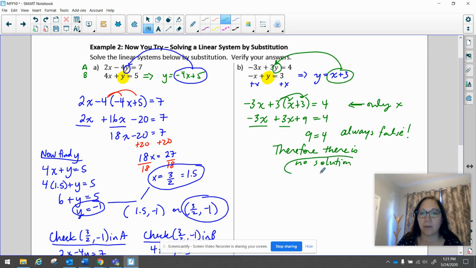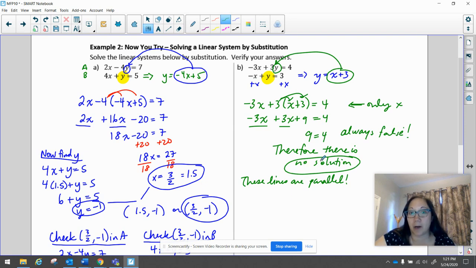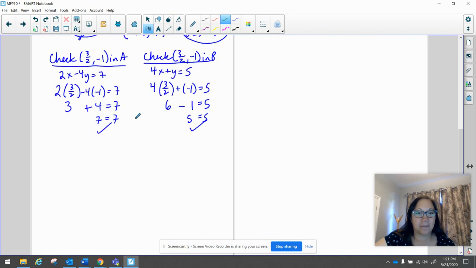So if you think about it, what would have to be the situation to cause two lines to have no solution or to never intersect? So these lines are parallel. They must never meet. Okay, so there's actually no answer. The nice part of that is there's nothing to check.